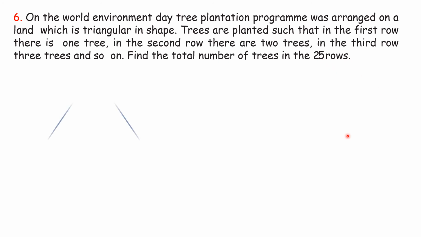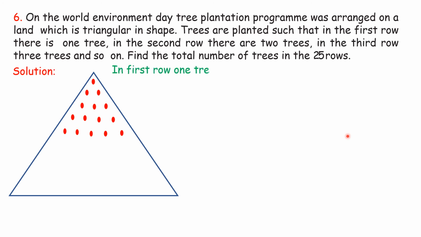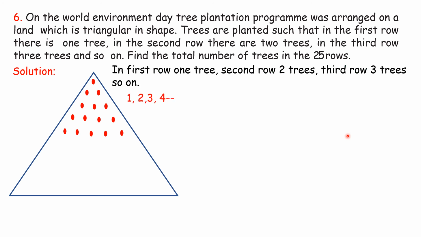The land is triangular in shape, so here we draw a triangle. In first row, one plant. Second row, 2. Third row, 3. So on, they are increased. Solution. In first row, one tree. Second row, 2 trees. Third row, 3 trees. So on. 1, 2, 3, 4, so on, 25. This is an AP.